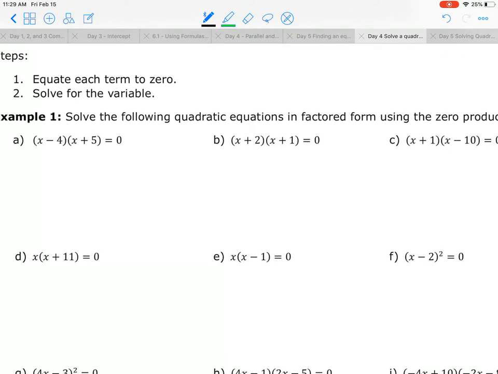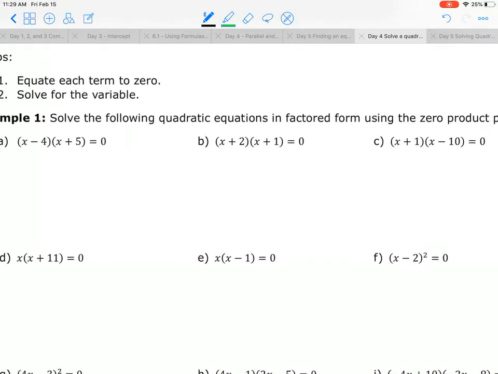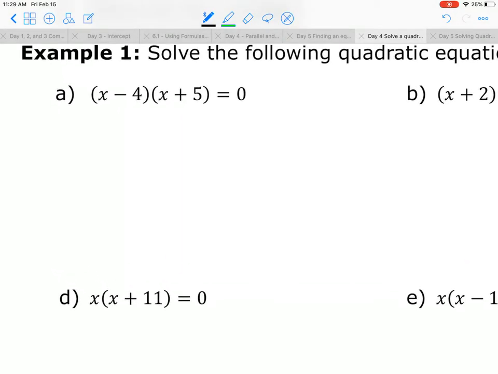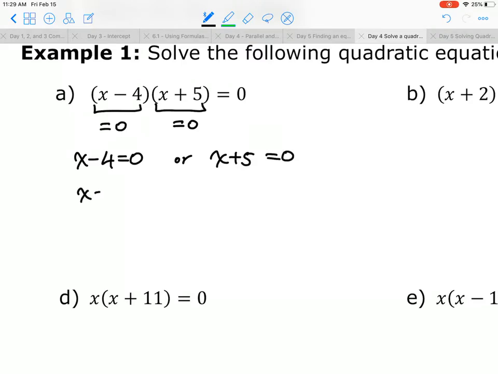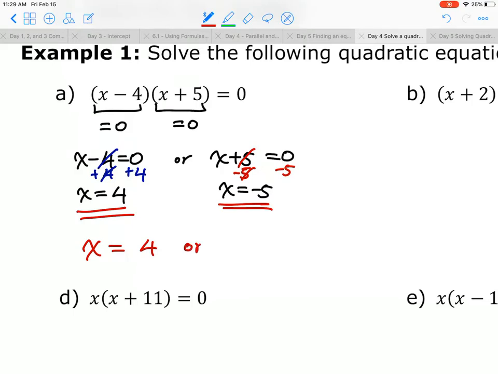So solve the following quadratic equations in factored form using the zero product property. Basically the same thing. Either this becomes 0 or this becomes 0, right? So then you set up two separate equations, each bracket equal to 0. So then x equals, in this case, 4, and x equals negative 5, since you just have to add 4 to get rid of the 4, or you subtract 5 to get rid of the 5. So then your solution is these two. At the end, you can simply say x equals 4 or negative 5. Basically, it means these are the two numbers that satisfy this equation.